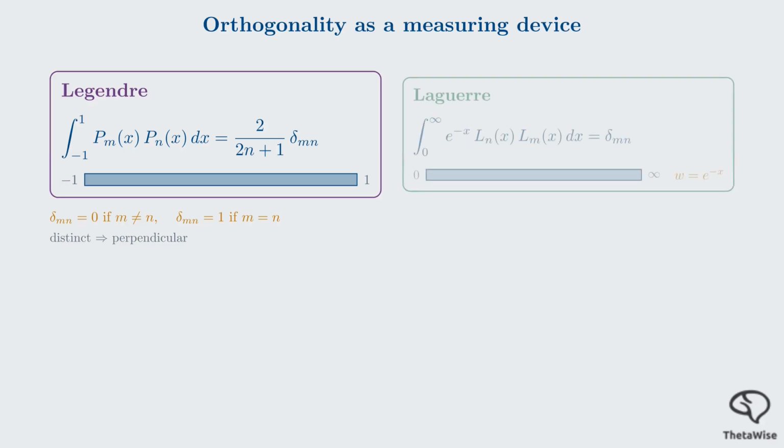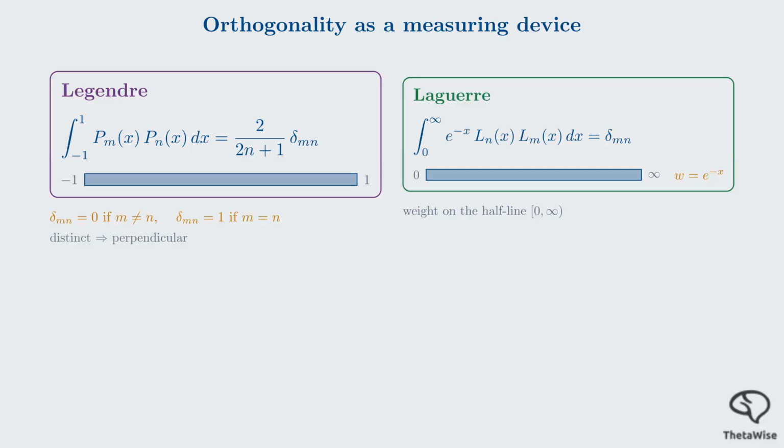For Laguerre polynomials, the corresponding weighted relation is the integral from 0 to infinity of e^(-x) L_m(x) L_n(x) dx equals delta_mn. The exponential is the weight that makes the family orthogonal on the half-line.